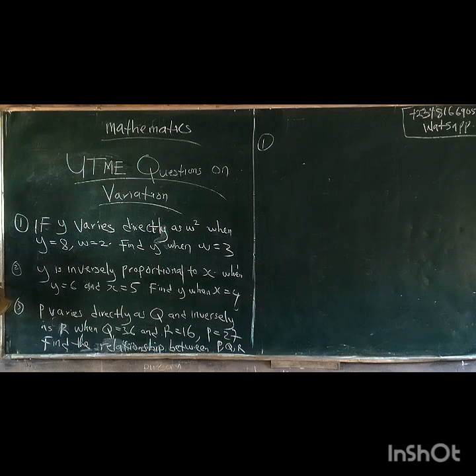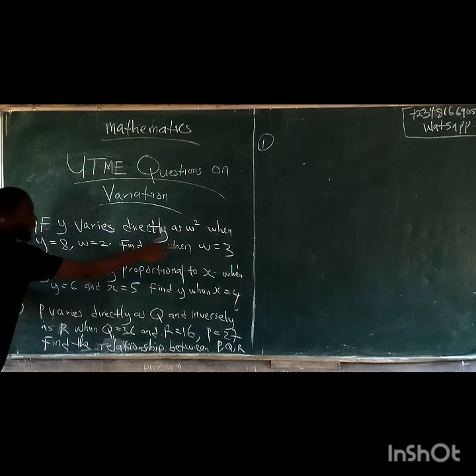Now, the first thing you need to do is determine what type of variation this is. This is direct variation, because it says y varies directly.